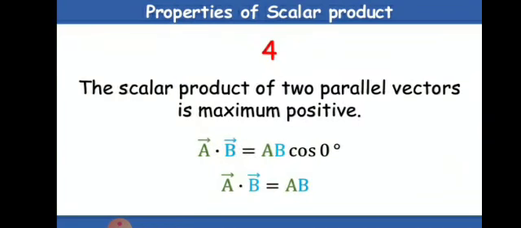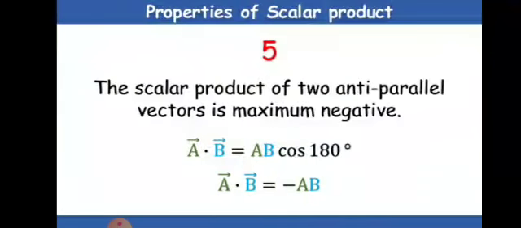The fourth property of scalar product: the scalar product of two parallel vectors is maximum and positive. We get the maximum value when cos theta is 1, because the angle is 0 if the two vectors are parallel to each other. Vector A dot vector B is equal to AB cos theta. If the two vectors are parallel, then theta is equal to 0. Cos 0 is equal to 1. So vector A dot vector B is equal to AB.